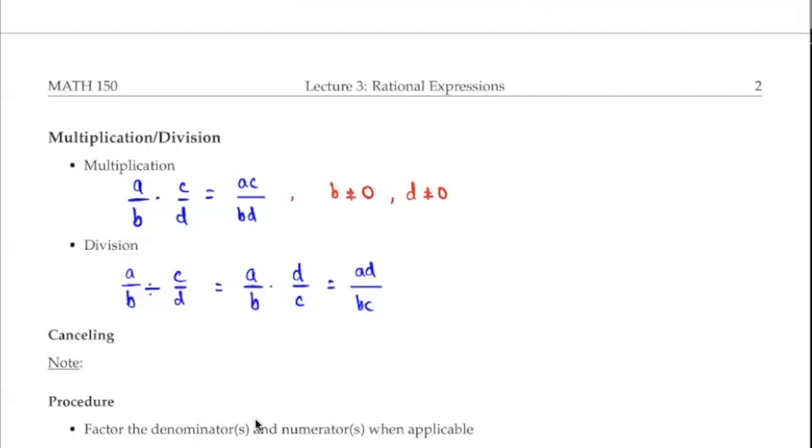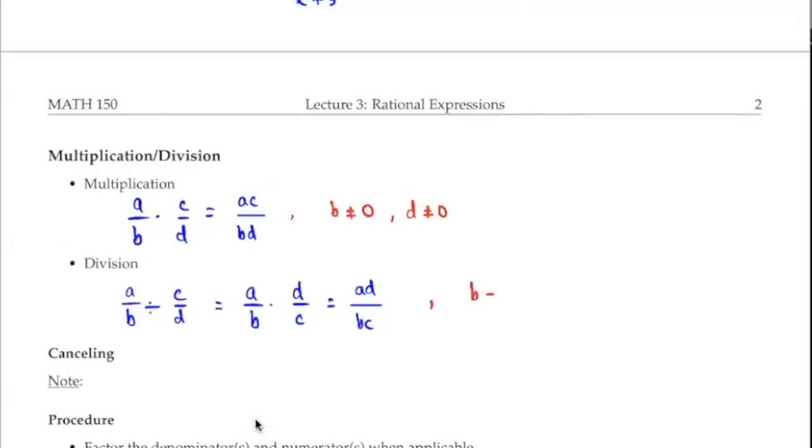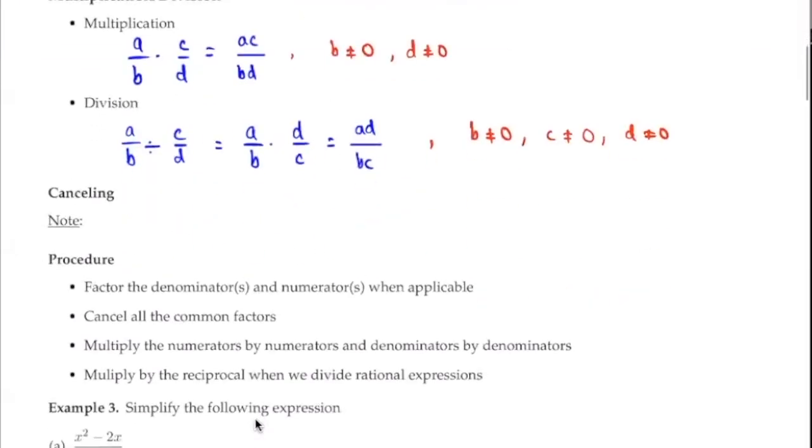Now for division, it's a little bit tricky when you impose the conditions. So let's take a look at the fractions that we have. You have one fraction, another fraction, and the fraction right here, okay? So b has to be different from 0, d has to be different from 0. You okay with that? And then because of this division, you multiply by the reciprocal. Now you have the third condition, that c has to be different from 0 as well. Here, you impose that b is different from 0, c is different from 0, and d is different from 0.